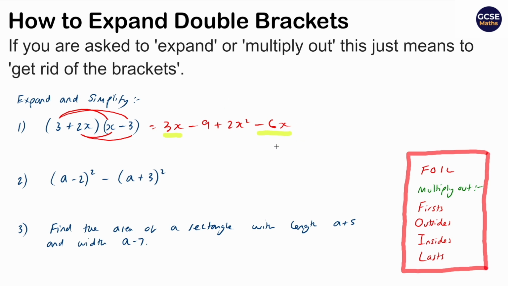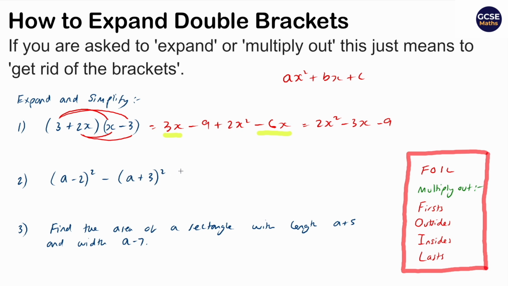So to write this out, we tend to write this in the form ax squared plus bx plus c. So what I mean by this is we put them in order of powers. So x squared before x to the power of 1 before no power at all. So here we go. 2x squared. Now we have got 3x minus 6x, which is minus 3x, and then we're left with minus 9. That's it.